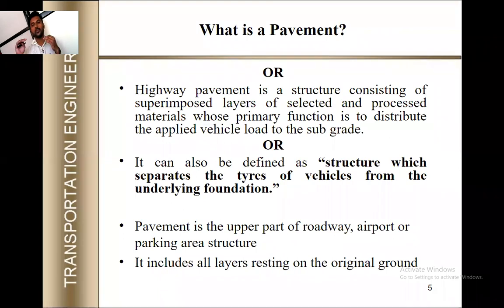That is, this is the superimposed layers of selected processed material. Bitumen will be there, aggregates will be there, soil will be there. This material we are using, and the processed material means we are selecting the good quality material only. Now, how can we say this material is good quality? We have to do certain processes. So this processed material, which is of good quality, is what we are using in the pavement.